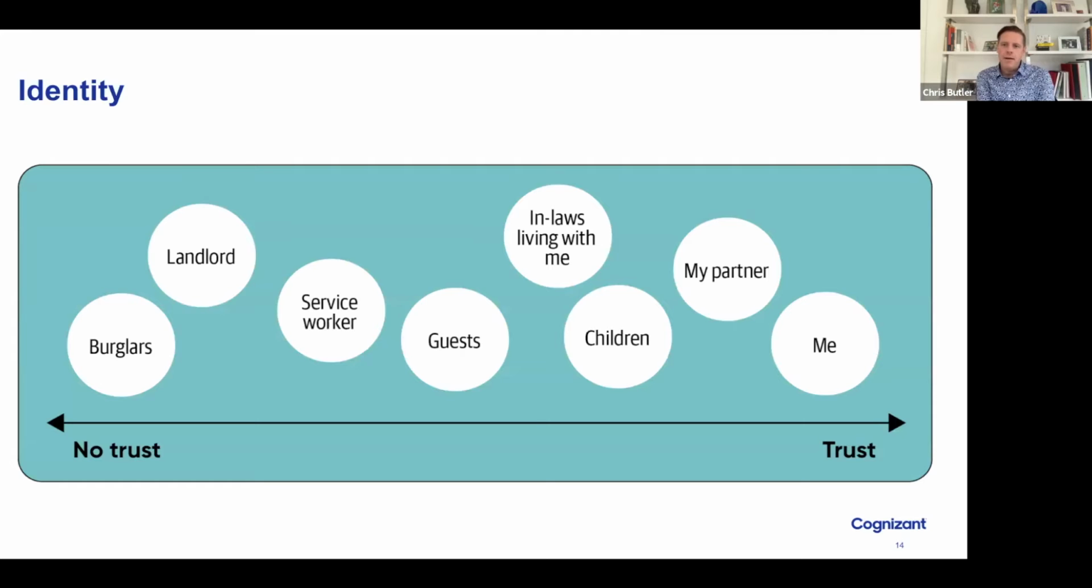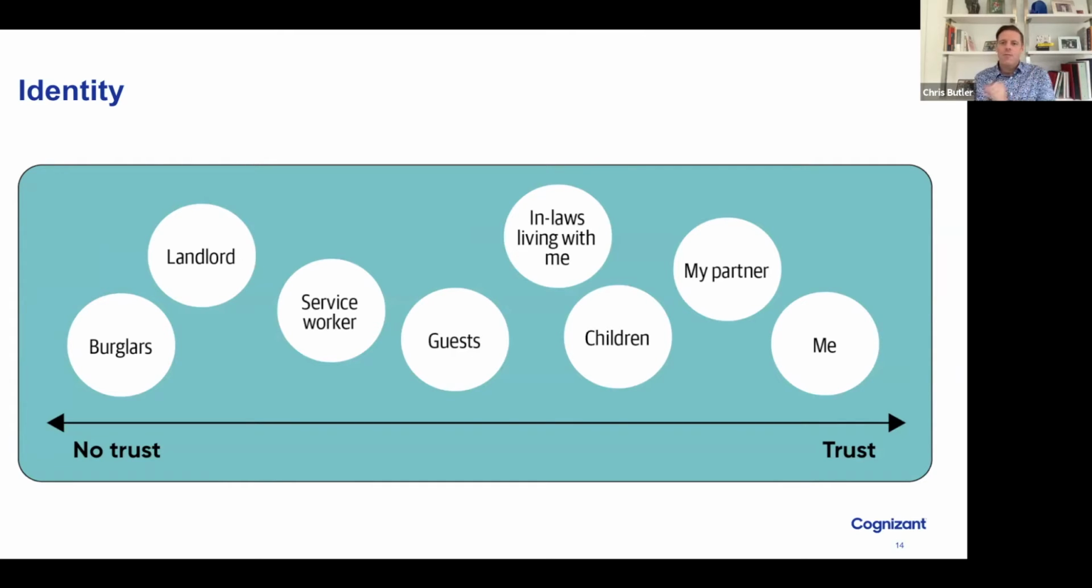So identity, I like to use this graph. This was part of the article that I wrote with O'Reilly about a description of the problems around identity, but there's a whole spectrum of people that end up going into people's homes or offices that range in the amount that I trust them versus don't, right?